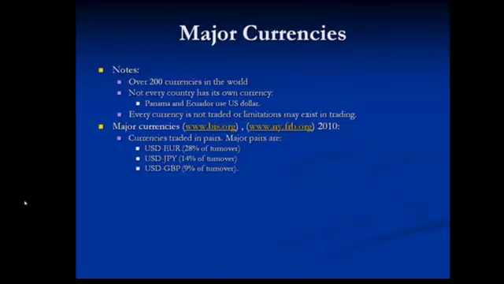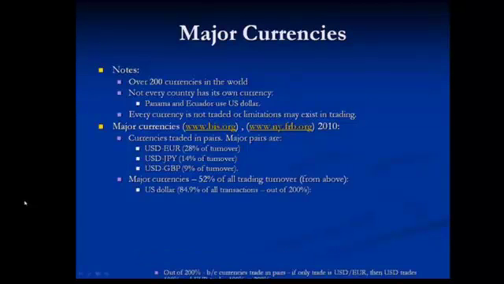Notice that these currencies are traded in pairs. So we have the dollar-euro pair represents 28% of the currency turnover market. The dollar-yen represents 14%, and the dollar-pound represents 9%. So out of these major currencies, we're looking at 52% of all trading turnover.